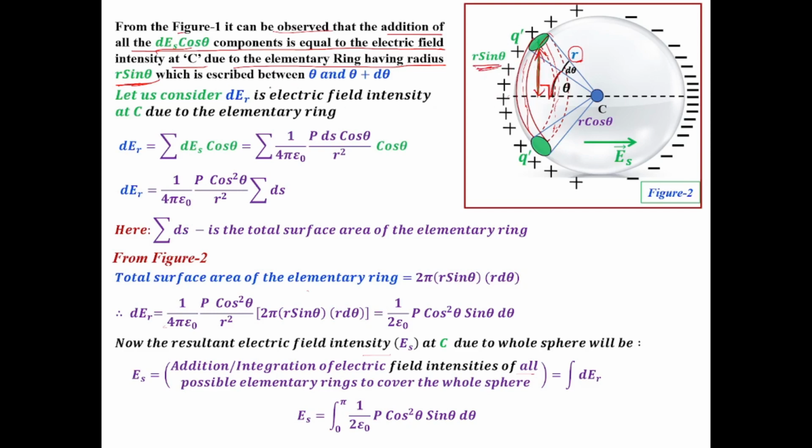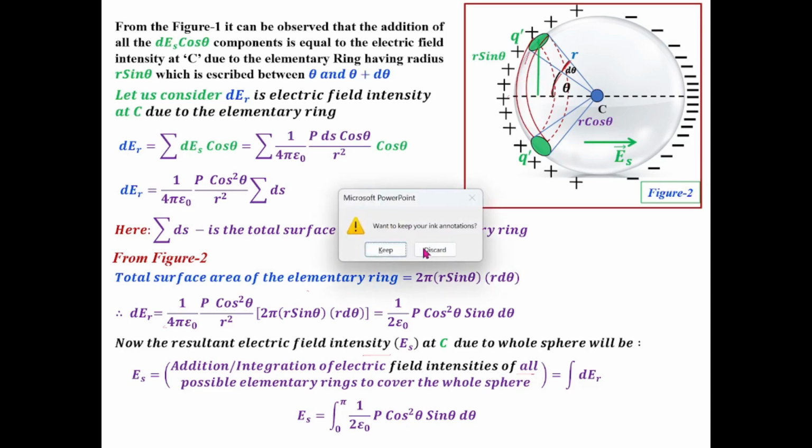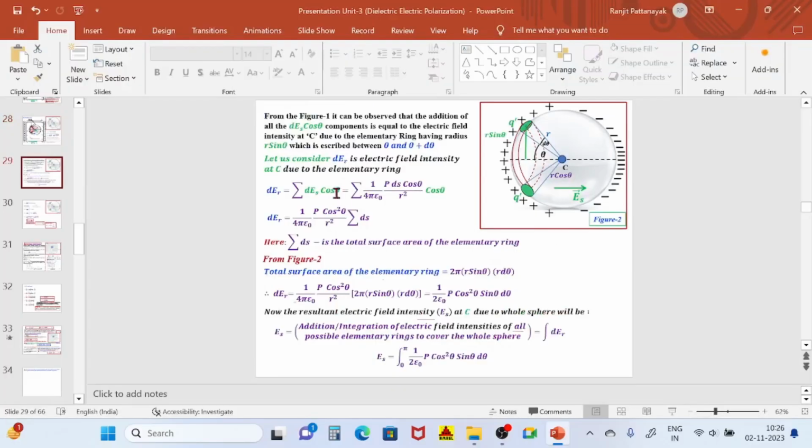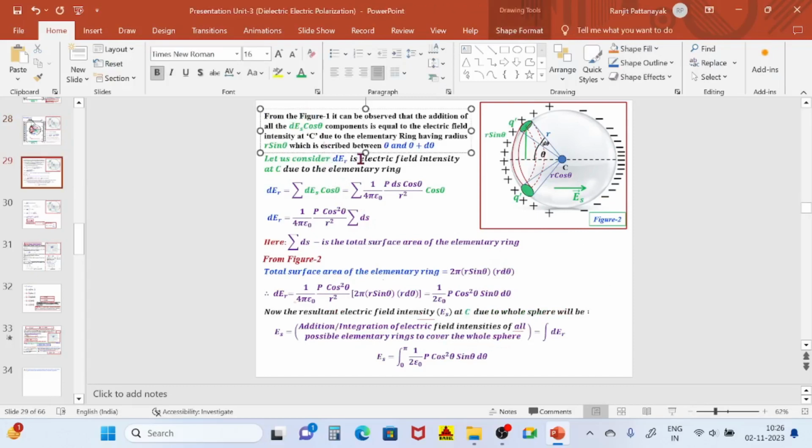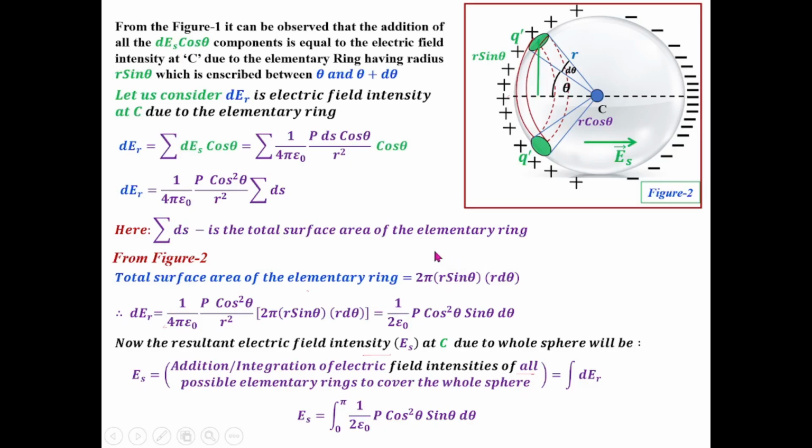And this ring is inscribed here, I forgot to write, inscribed in between theta and d theta. In between theta and d theta, this thickness, this ring is inscribed or enclosed. I'm going to write here: inscribed in between theta and d theta.